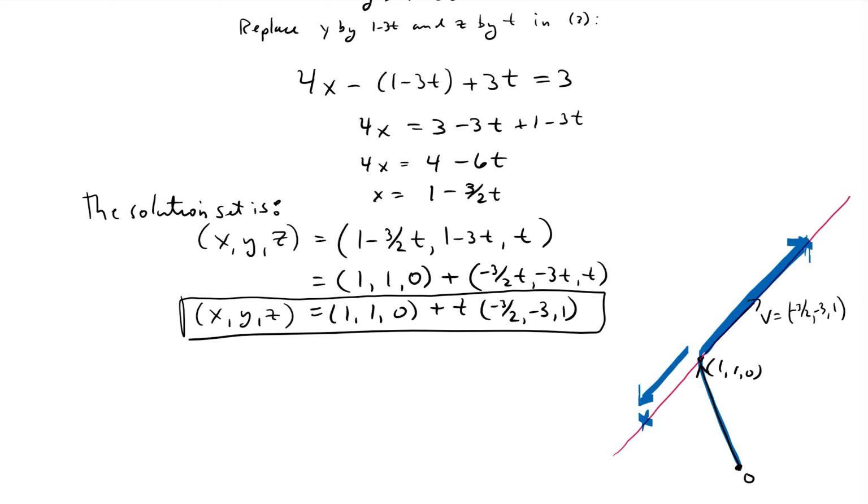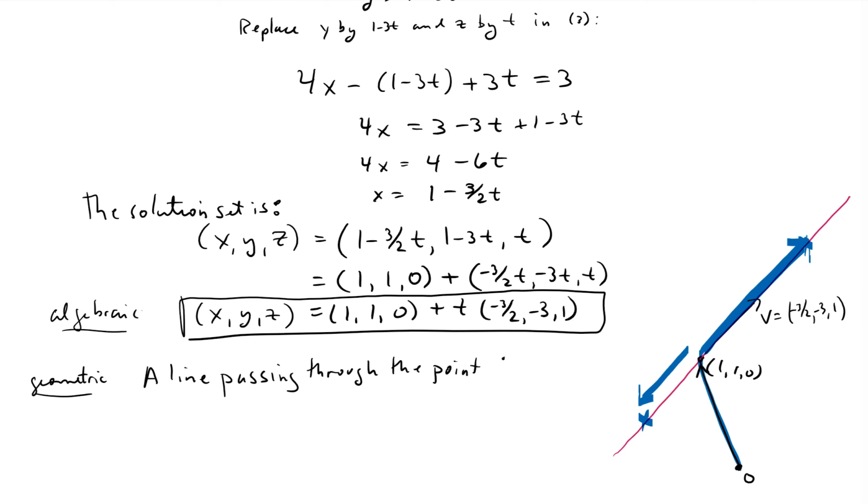So this is a line. That would be the geometric description of this set. So this is algebraic, right? And this is geometric. Sometimes in the book they'll give a geometric description. This is what they want: a line passing through the point 1, 0, 0 and parallel to the vector minus 3 halves, minus 3, 1.